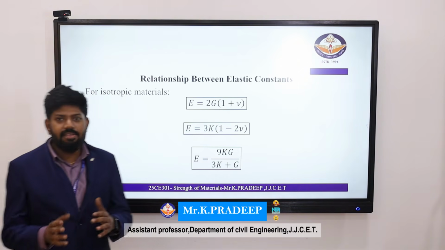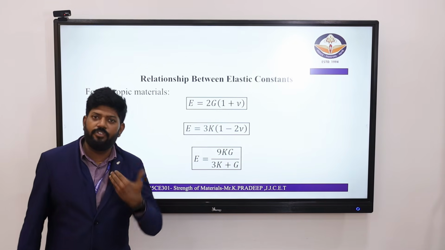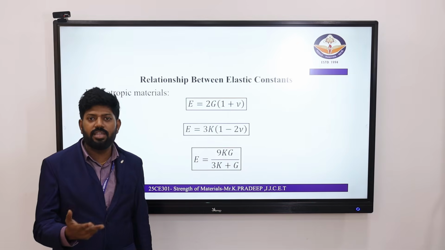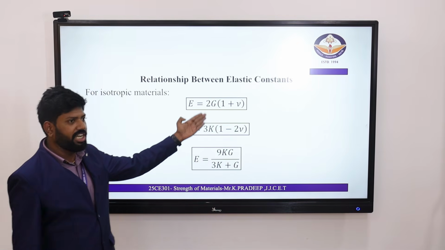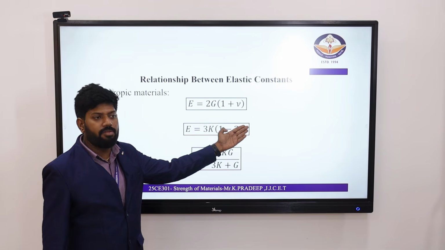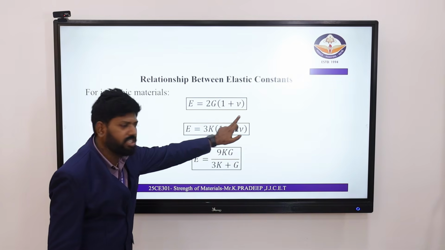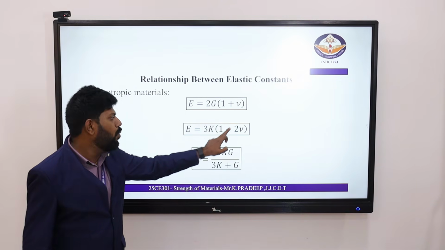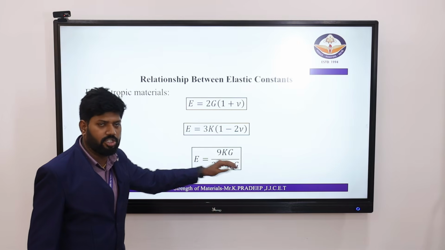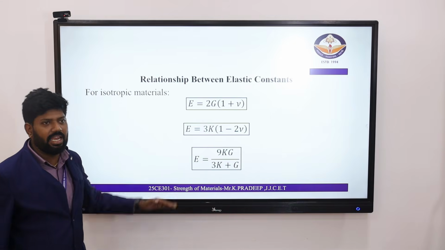Next, as I already told, if you know any two relationships, we can find out the other two. What are those relationships? E is equal to 2G into (1 plus mu), where mu denotes the Poisson ratio. Next, E is equal to 3K into (1 minus 2 mu), where mu is Poisson's ratio. Then the last relationship is E is equal to 9KG by (3K plus G).